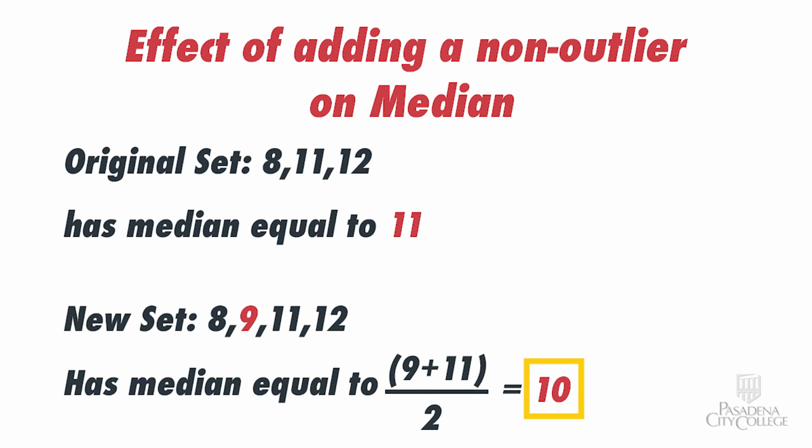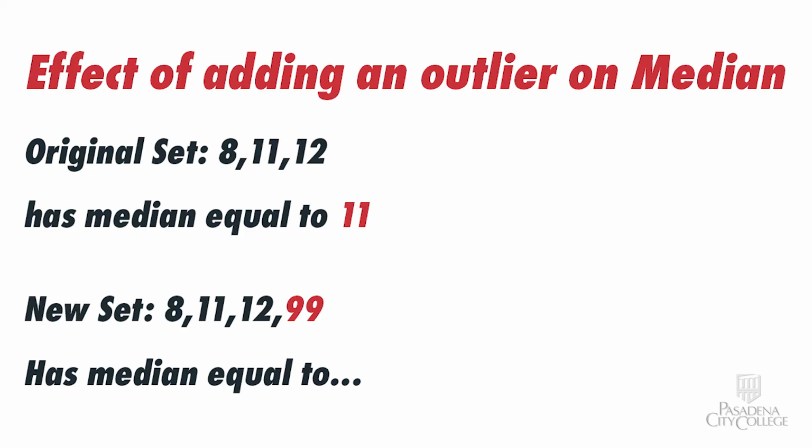Notice that $10 an hour is pretty similar to the data set we had before, so it's not that different than the mean. Let's see what happens when we add in our outlier value of $99 per hour. If we add 99, let's look at the median. I have 8, 11, 12, and 99. Fortunately, it's arranged in order.